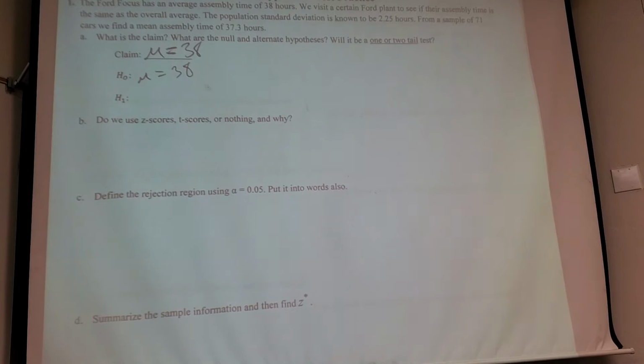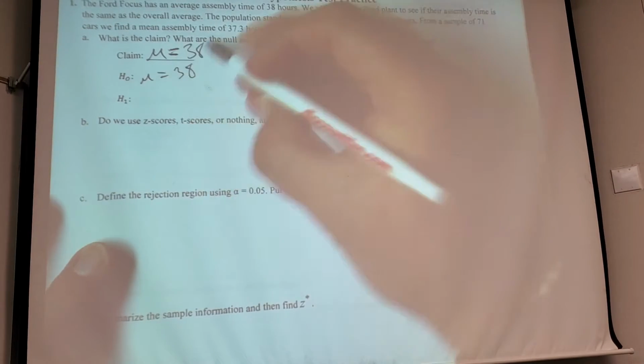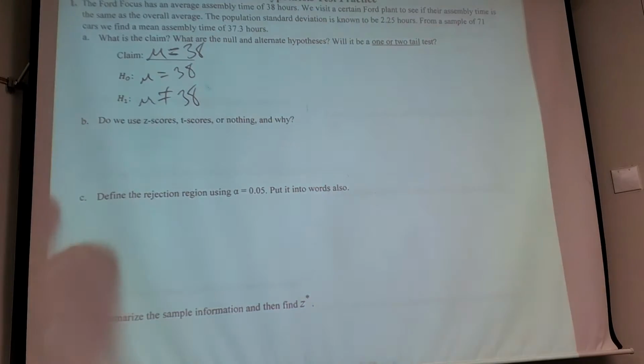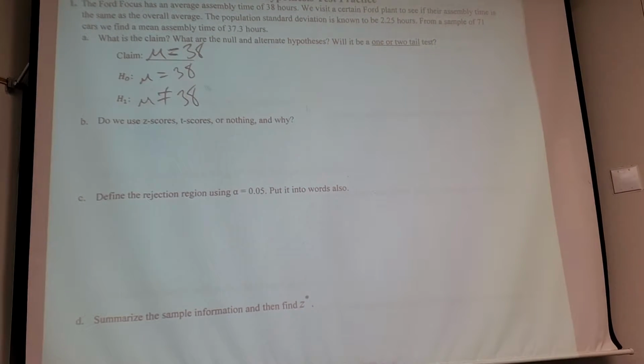Did everybody see that? So again, the claim is not always H1. Just on that first example it was because it didn't have an equals. This one does. So what's the H1? Does not equal. Beautiful. What's the opposite? Equal. Not equal. Okay, good.